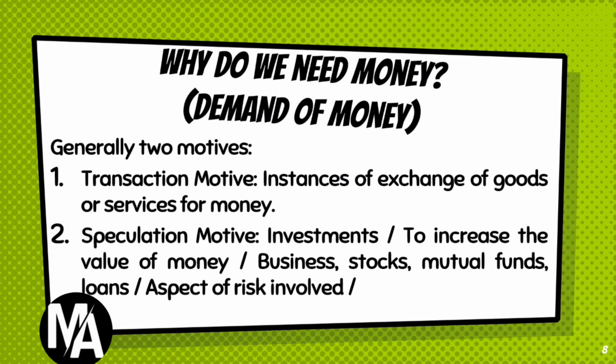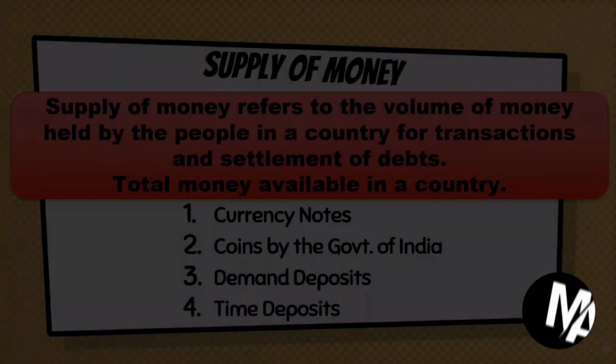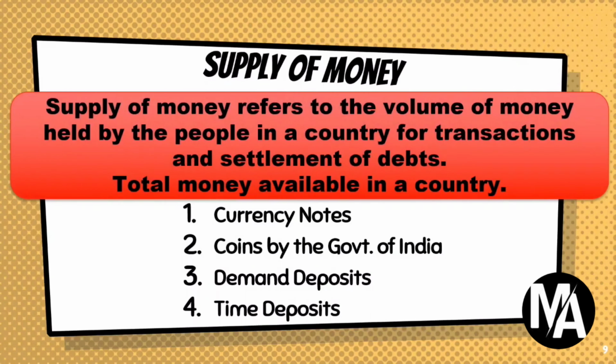But the problem is that whenever I invest, there is an aspect of risk involved. I can also have an equal possibility of losing my money. And that is why, because of this risk, this motive is called the speculation motive. So these are generally the two motives for which we need money. We will move into the next topic, that is supply of money.